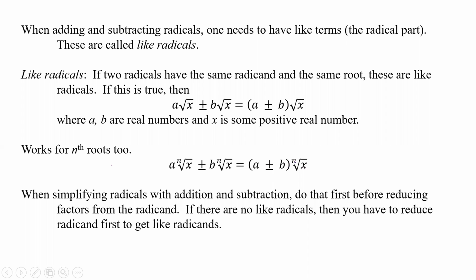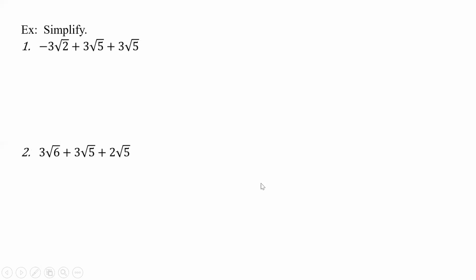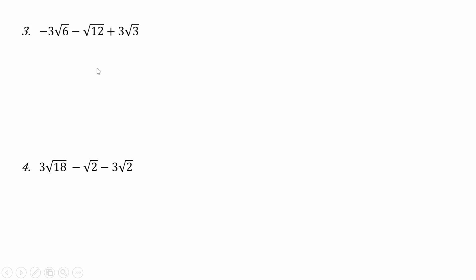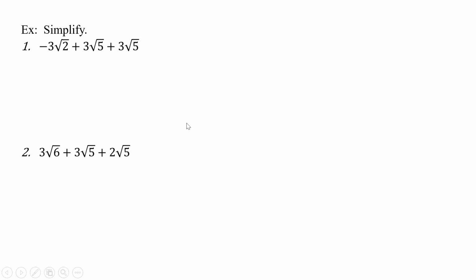Now, when simplifying radicals with addition and subtraction, do that part first before reducing factors from the radicand. And then if there are no like radicals, then sometimes you have to reduce the radicand first to get like radicands. So sometimes you might have to do work on the radicand part to get them to be like radicals before you can actually do any adding or subtracting of that a and b part. So we're going to start with ones that have like radicals in them, and then we're going to move to ones that don't have like radicals at first, but we can get them to be by simplifying that radicand.